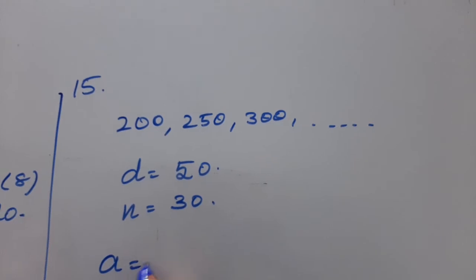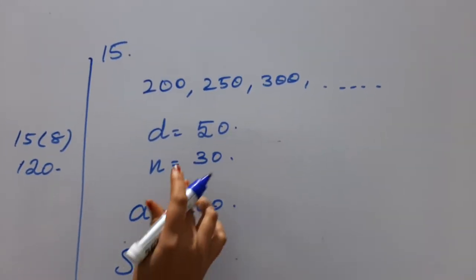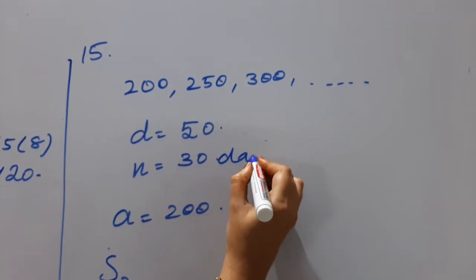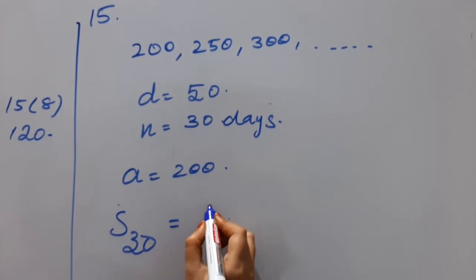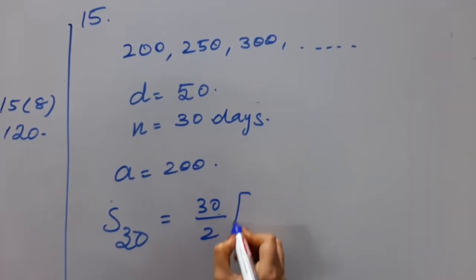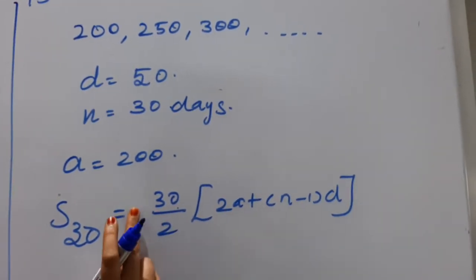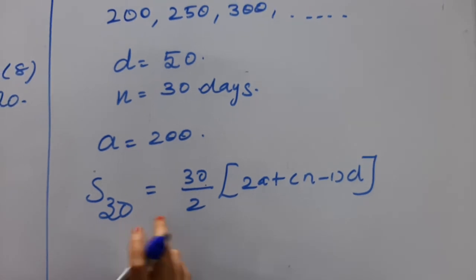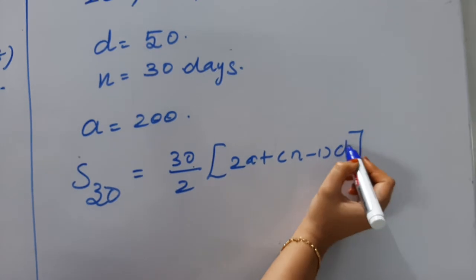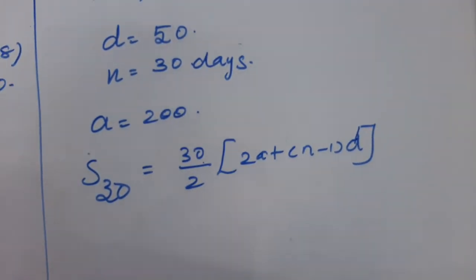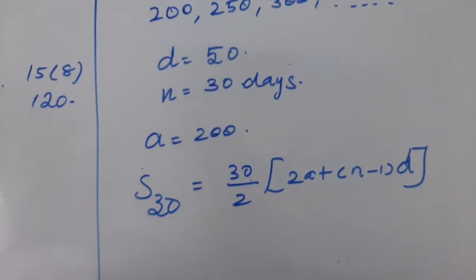So what is a here? 200. What do we want to find out? Yes, S_30, because it prolongs for 30 days. n is 30, so he has to pay the penalty for 30 days. What is the formula for S_30? 30 by 2 into (2a plus (n minus 1) into d). Here I do not know what S_30 is, so I am going for the formula 30 by 2 (2a plus (n minus 1) d). If I knew l, I would be going for the formula (a plus l) into n by 2.